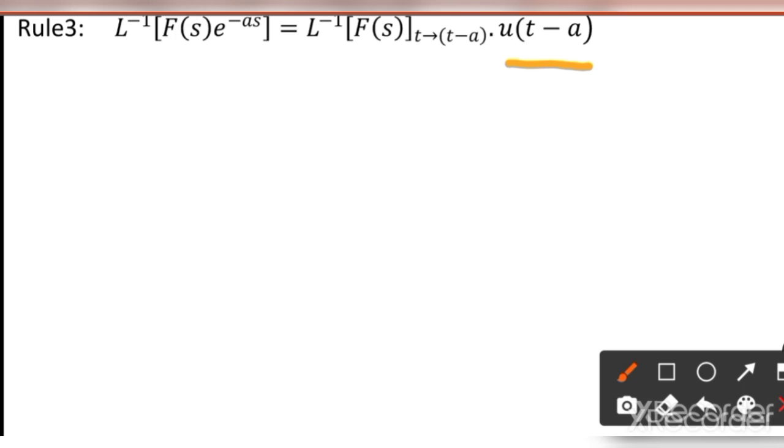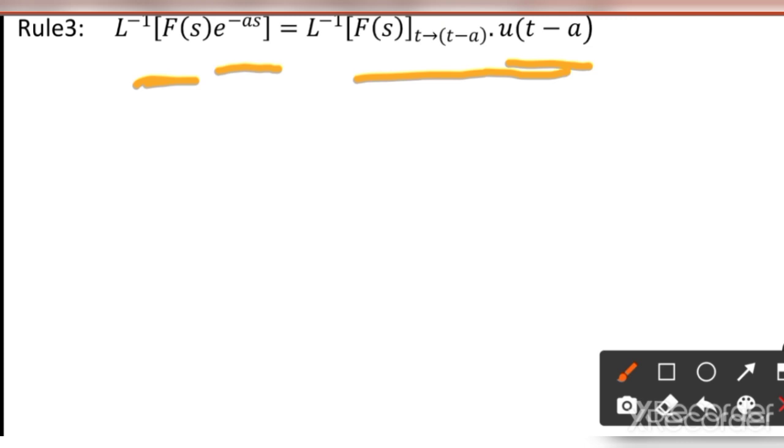Laplace transform of f of t into u of t minus a gives e power minus as into Laplace transform of f of t plus a, what we had in earlier Laplace transform problems sections. So the same result I have taken. Laplace transform of f of t into u of t minus a, I have taken as e power minus as into Laplace transform of f of t plus a. So replacing t by t minus a, I'll get that result back.